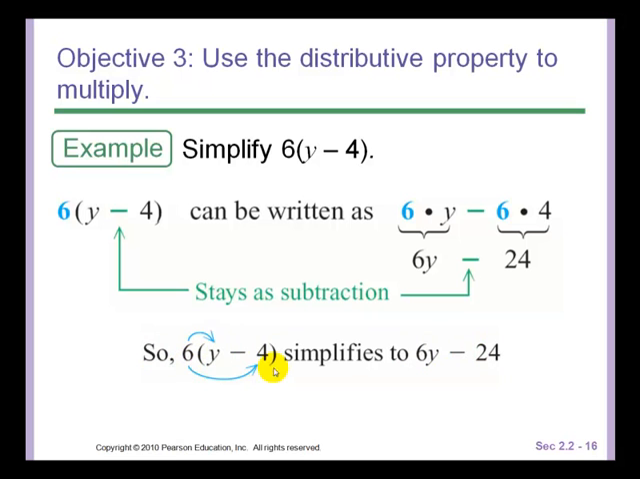Many people write in the arrows to remind themselves to multiply both terms in the parentheses. I personally write an arrow on top and the second arrow also on top.